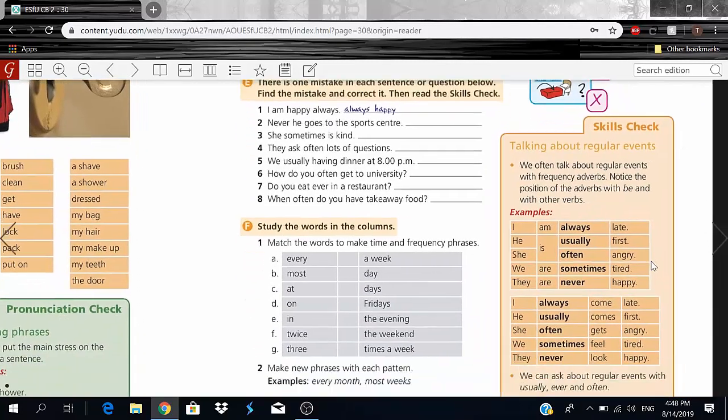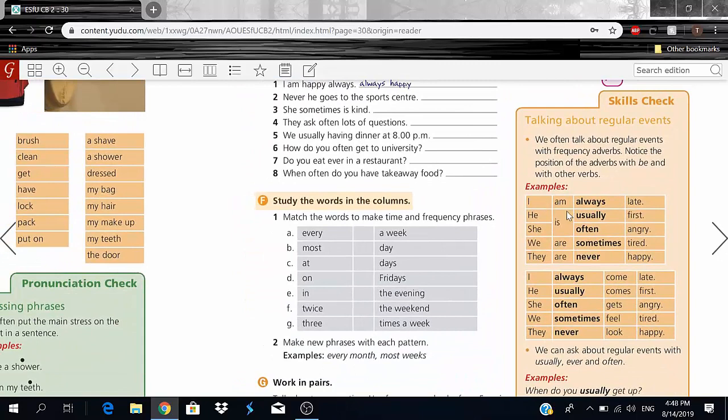Now let's have some examples. So check this out. I am always late. So I'm always late means I'm 100% always late. He or she is usually first or often first. Usually obviously means for the most part he's usually first, and she or he is often angry. So about 60 to 75% of the time he's angry. So he is often angry.